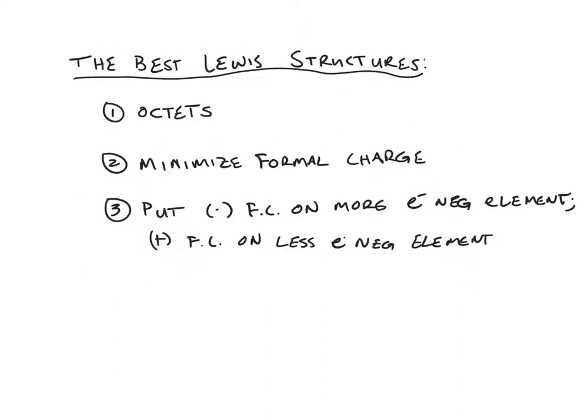So when we're looking at the validity of Lewis structures, how do we determine if we've drawn a good Lewis structure? What we're looking for: does everything have an octet? If it's hydrogen, does it have a duet? Does everything else have an octet? We're going to try to minimize formal charge, so minimize the number of atoms that are carrying a formal charge. And we're going to put the more negative formal charge on the more electronegative elements and the positive formal charges on less electronegative elements. It's just going to make it easier and more stable.